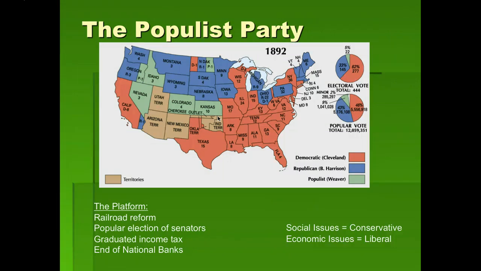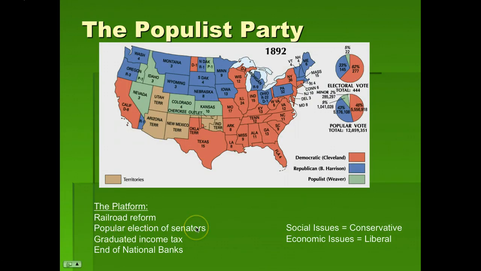So what were the political issues that the Populists championed? The Populists championed a few things. The first is railroad reform. They wanted a nationally owned railroad, one that wouldn't jack up rates on farmers every year.